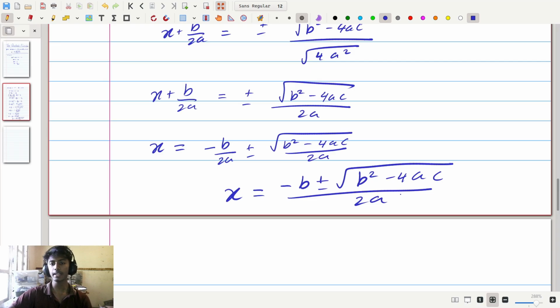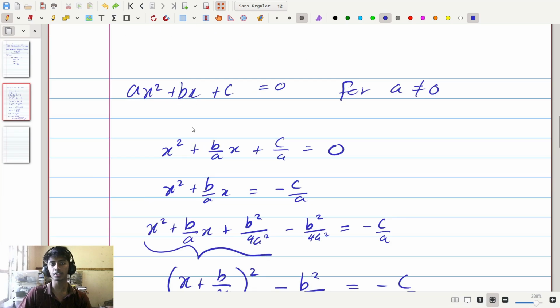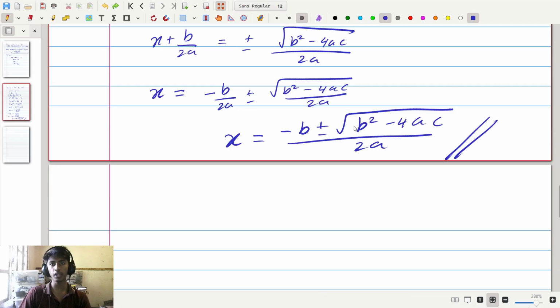So then, that is our quadratic formula, and these two values of minus b plus the square root of b squared minus 4ac divided by 2a and minus b minus the square root of b squared minus 4ac divided by 2a are the two values of x, for which substituting those values of x into our original equation would give us 0. So then, that is what the quadratic formula is.